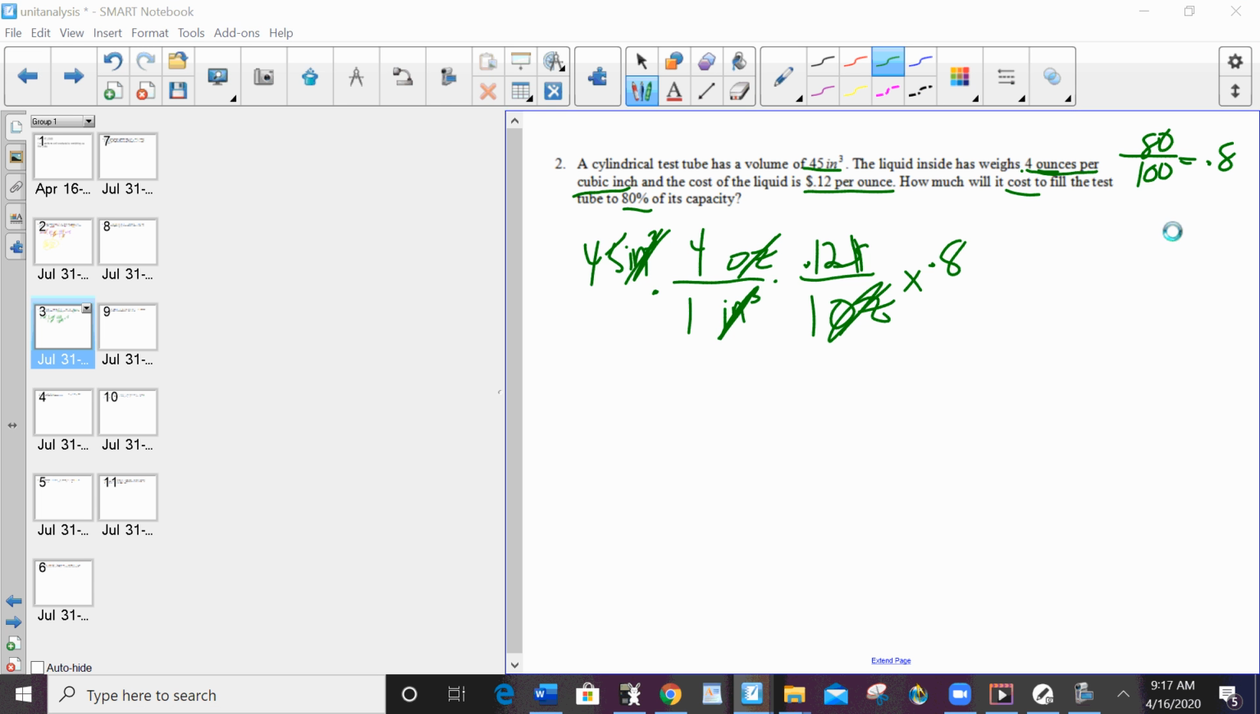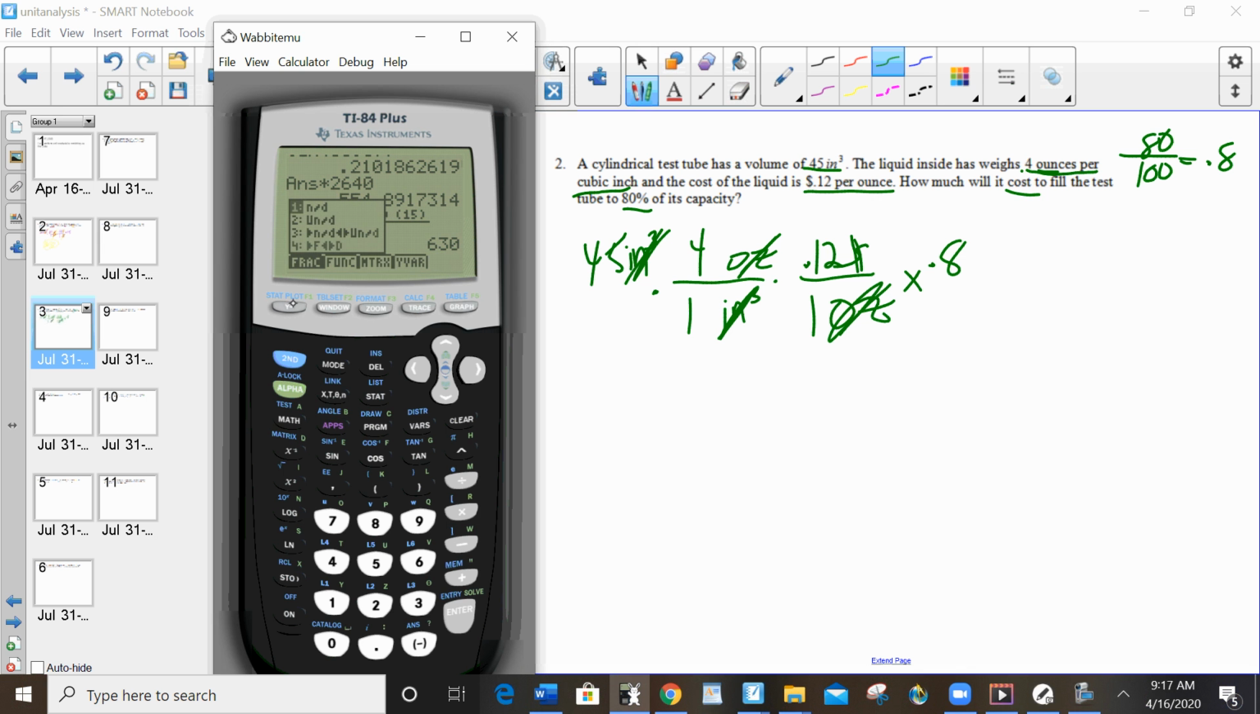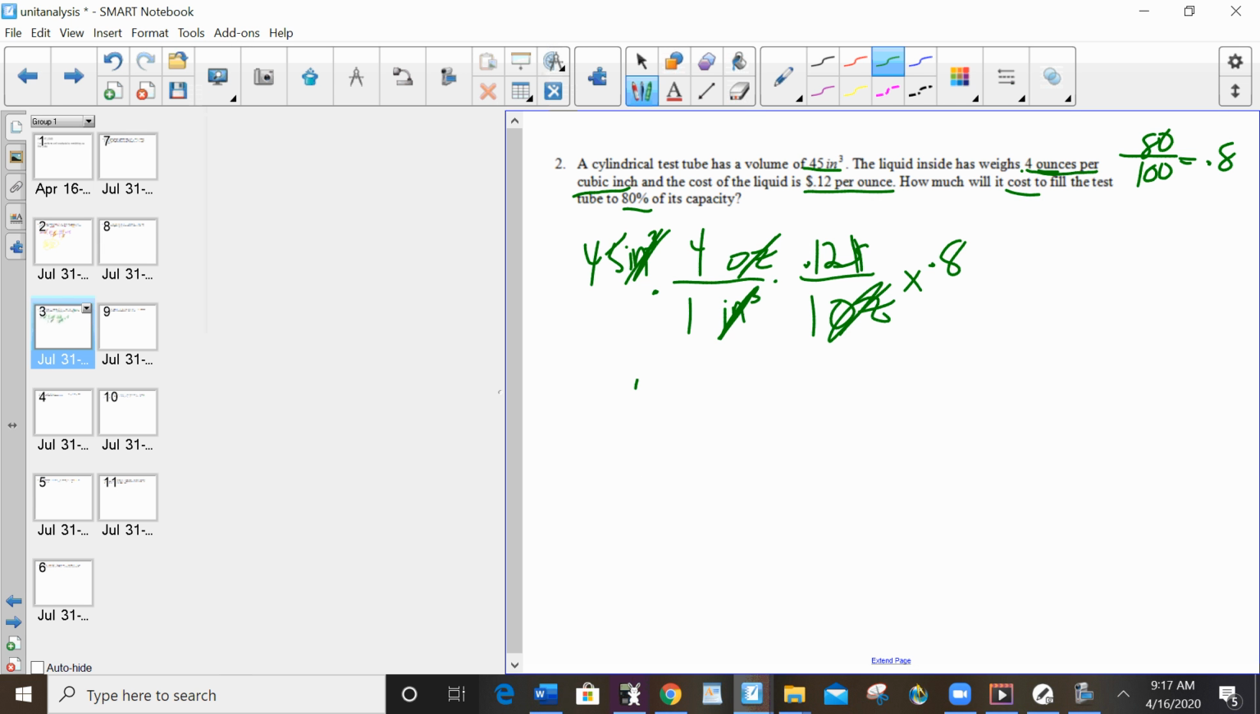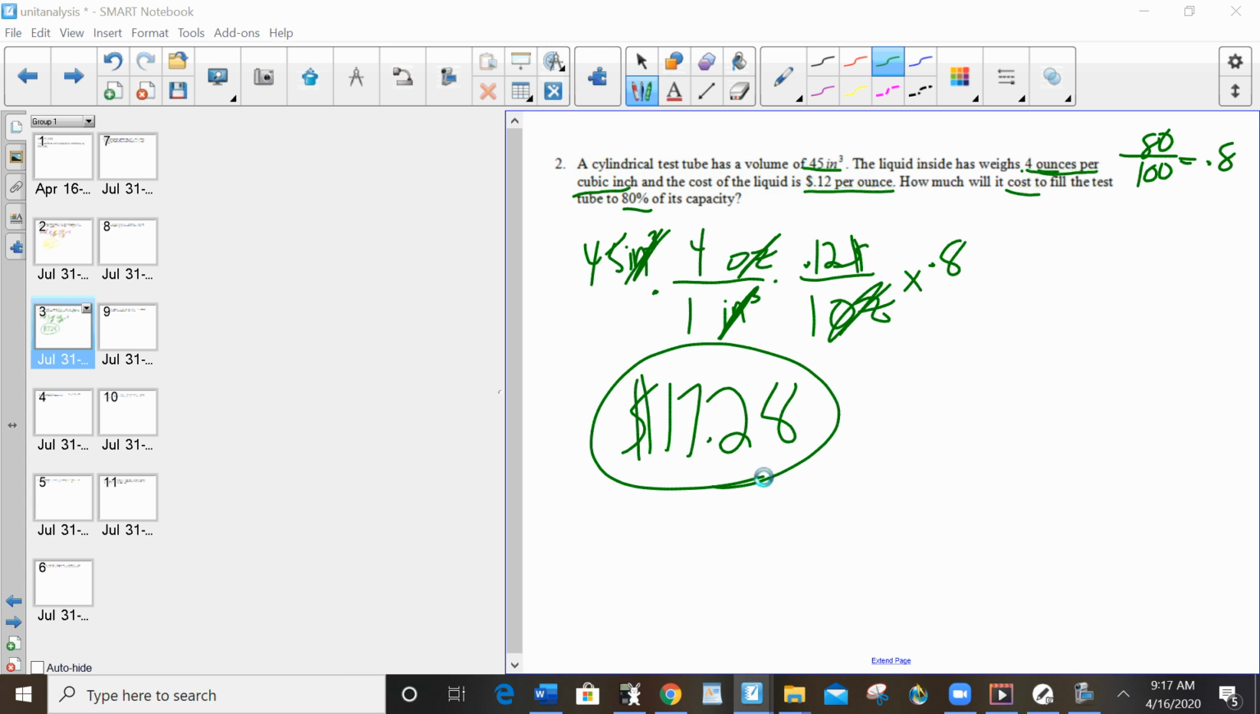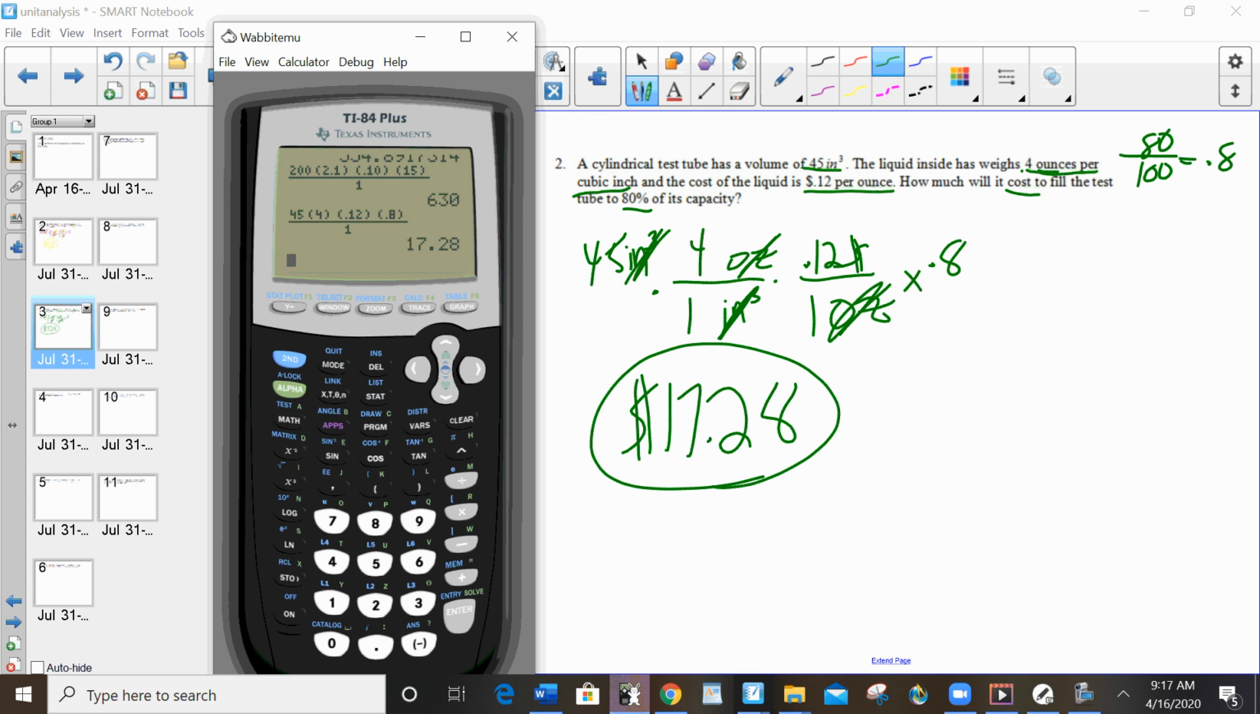Now all I have to do is go to my calculator. Again, there's nothing on bottom, so I don't have to use alpha y equals enter here, but there will be circumstances where there will be stuff on bottom. So I like to just get in the habit of always using alpha y equals enter whenever I do unit analysis. So I'm typing my 45, my 4, my 0.12, my 0.8. Again, that 0.8 is because of the 80%. There's nothing on bottom, there's just ones. And I have 17. That's it. There's not much more to it.